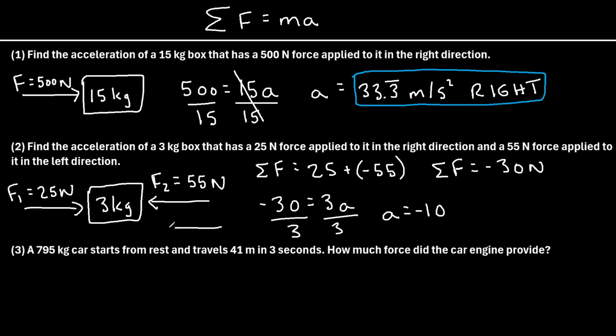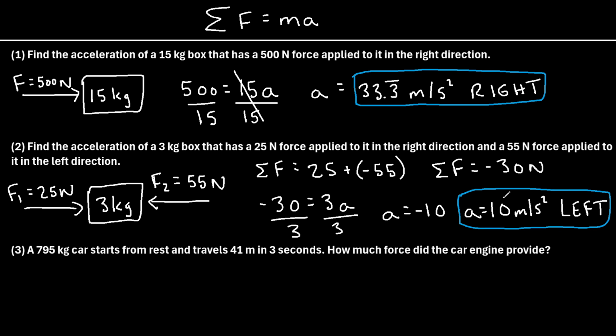Remember we said the left direction, we're going to say that's the negative direction. So another way of saying that is that a is equal to a positive 10 in the left direction. So for our final answer, let's write a is equal to 10, again, meters per second squared, and we'll say left. So it's in the left direction. That's the direction of the acceleration. So that's our answer for that one.